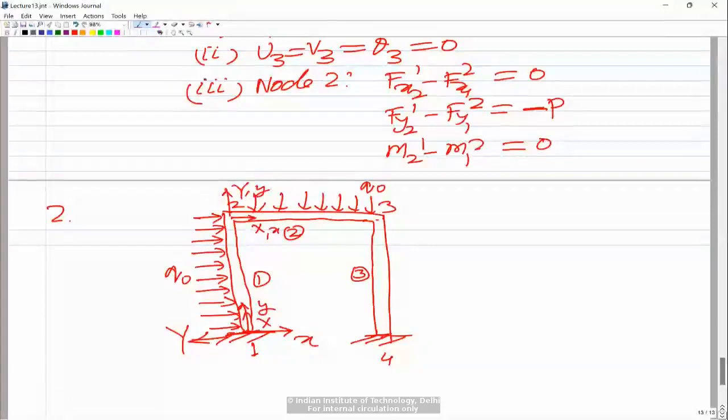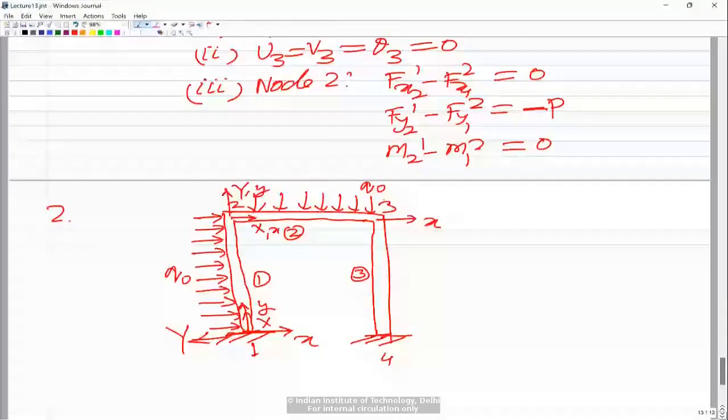For the third element, global x and global y remain the same for all the elements, but the local x-axis is the local y for the second element, since you are rotating that, so this will become global y. So alpha will be equal to 270 for the third element. So I'm not going to write all of that. You can do that.